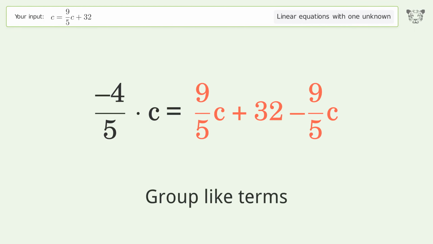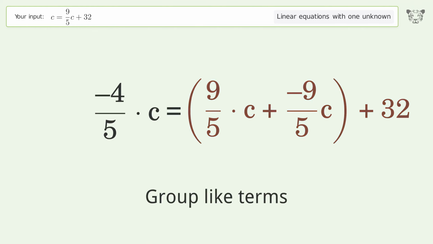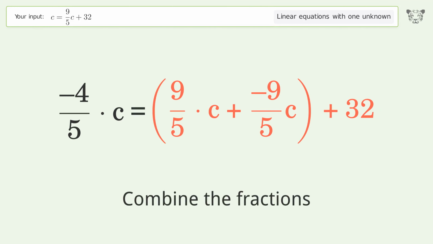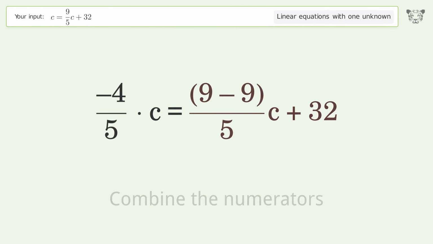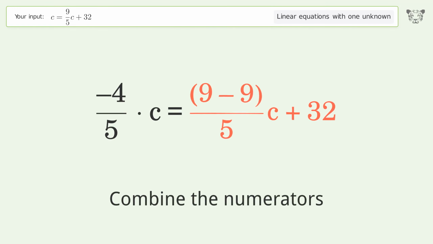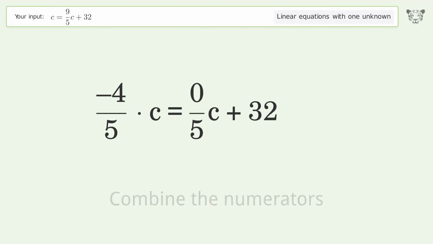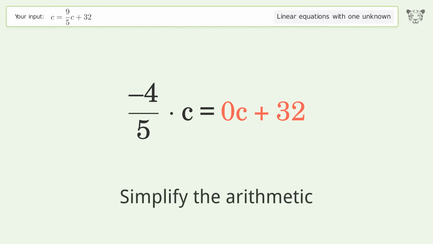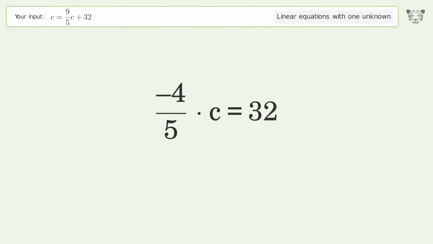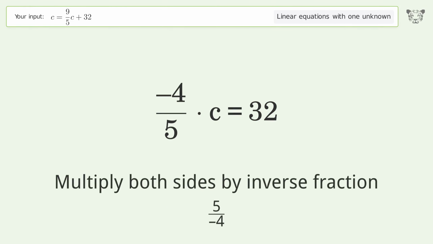Group like terms. Combine the fractions. Combine the numerators. Reduce the zero numerator. Simplify the arithmetic. Isolate the c. Multiply both sides by inverse fraction 5/-4.